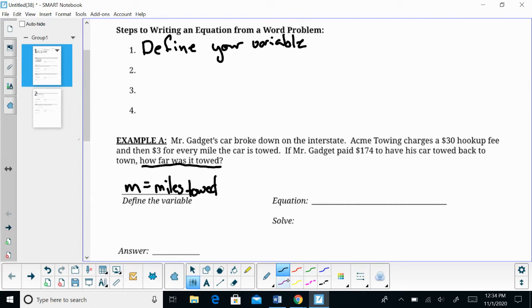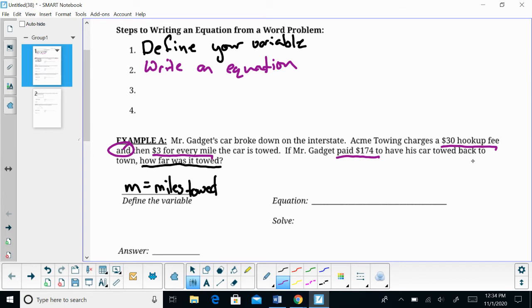Now our next step is to write the equation. And to do this, we're going to look for context clues inside of our word problem. So it says that they charge a $30 hookup fee. That means no matter what, they're going to charge me $30. And $3 for every mile. And then we also know that he paid $174. So we're going to write an equation to represent what we had to pay.